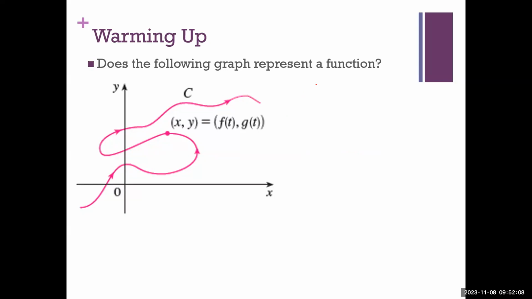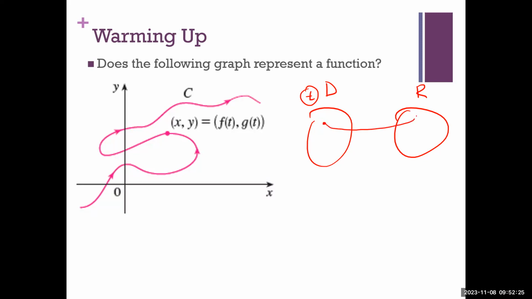Now, instead of x and y being the domain, let's throw the bubbles back in. I'm going to say that my domain values are these values of t. So if I have a t value in here, it gets mapped to something in the range. And what do those things in the range look like? They look like points, xy points.